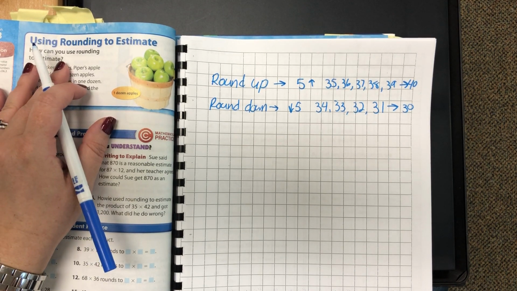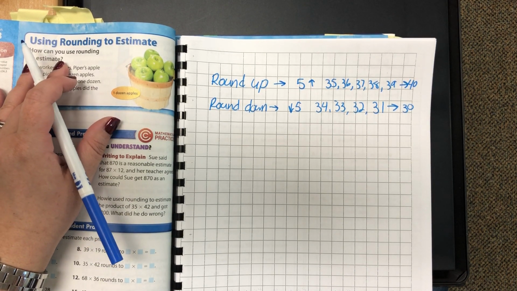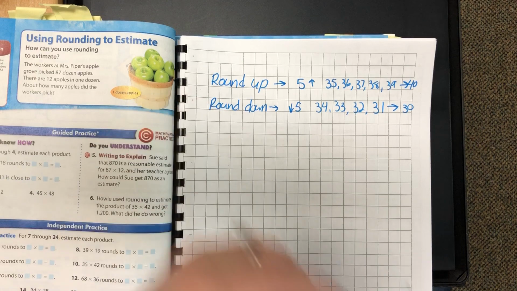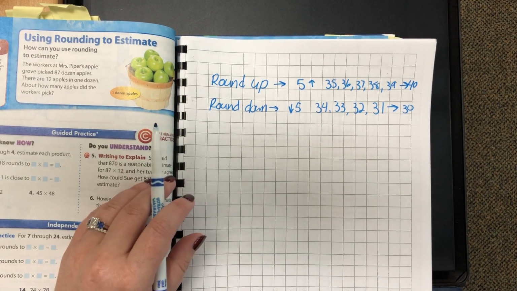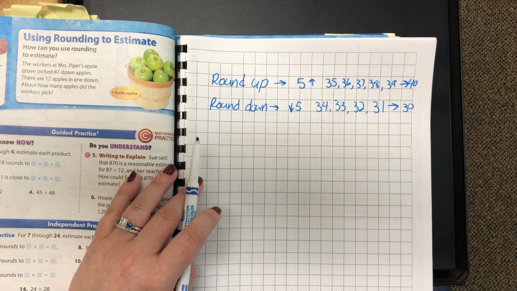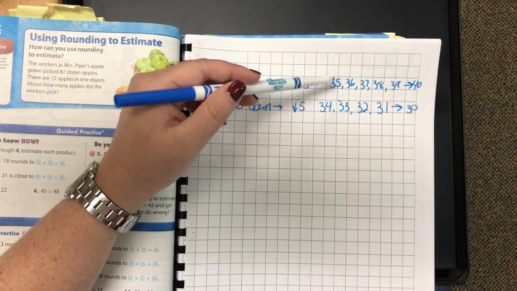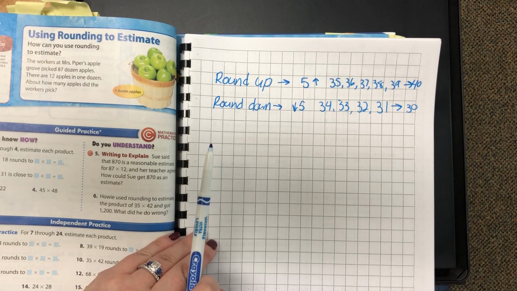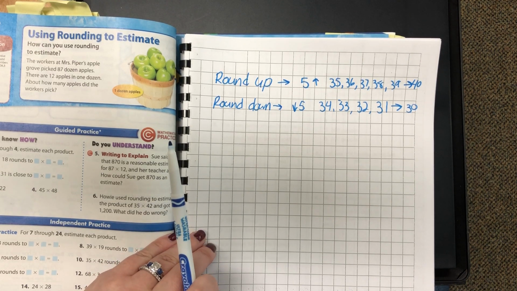What happens is sometimes people's brains get a little crisscrossed and they look at 38 and they round it to 30. So the mistakes that will be made in this lesson are because the rounding was done incorrectly. So always make sure that you're paying attention to the number in the ones place.